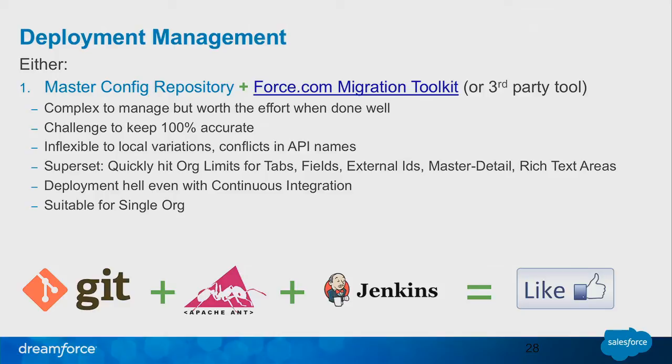You also end up with this approach with a superset of configuration. So you'll find your account object has several hundred fields on for different orgs, different divisions, different business units having different fields. You also find you run out of things like tabs, fields, external IDs, master detail, etc. very quickly if you're not careful. And even if you're using a continuous integration tool such as Jenkins, deployment can be extremely time-consuming, taking several attempts. However, it's also suitable for a single org. So if you are using a single org, moving between sandboxes, the same approach, having a config repository is definitely worth considering still.